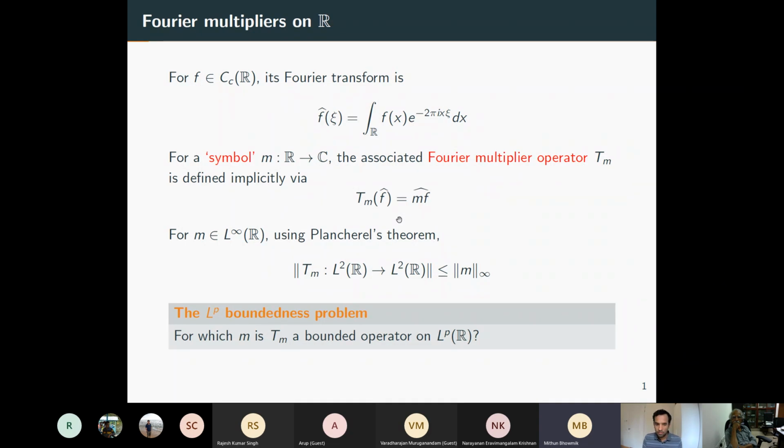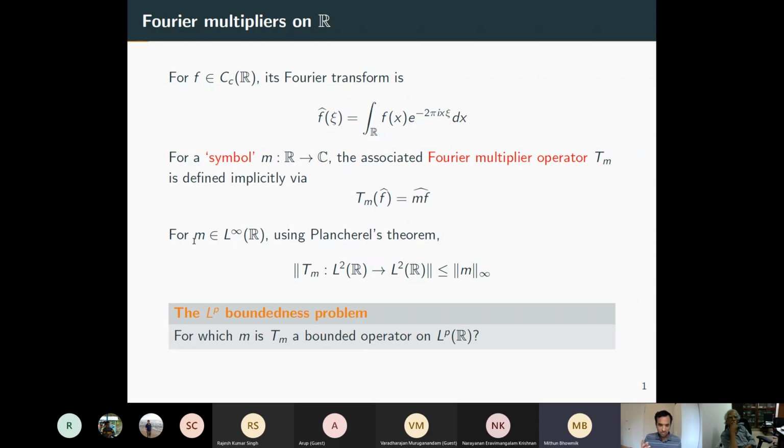And usually, one direct thing we get is that if you have a function M which is in L infinity, then using Plancherel's theorem, which says that the L2 norm of a function and the L2 norm of its Fourier transform are equal, that directly tells you that the Fourier multiplier operator is a bounded operator from L2 to L2, bounded above at least by the L infinity norm of M. And in general, it's a problem of great interest to find out for which classes of functions M this Fourier multiplier operator is a bounded operator on LP for P not equal to 2.